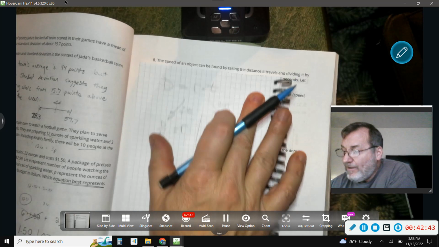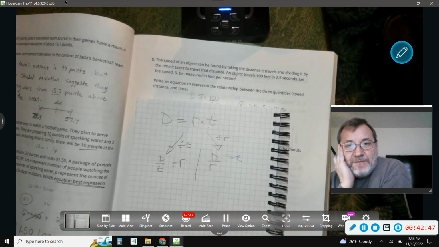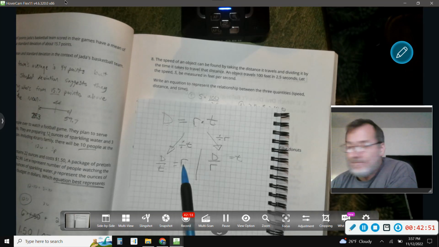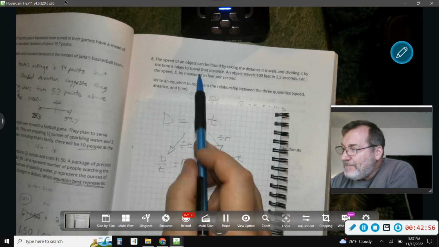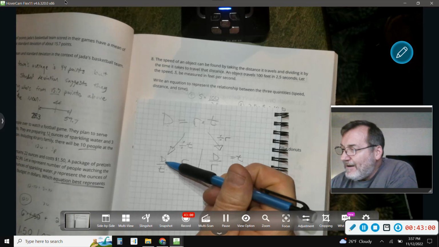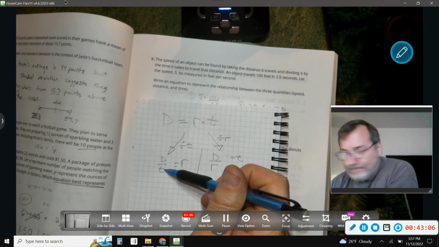Okay? Now what are they actually going through here? What are they actually asking you? It says the speed of an object can be found. The speed of an object can be found. The speed, the rate. All right? The speed of an object can be found by taking the distance it travels and dividing it by the time it takes to travel that distance. Now I understand where they're coming from.